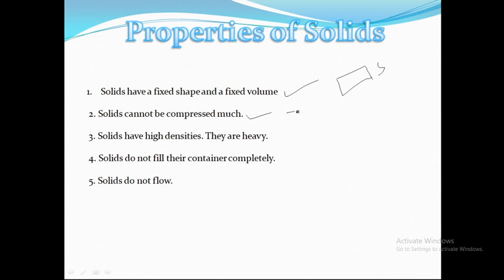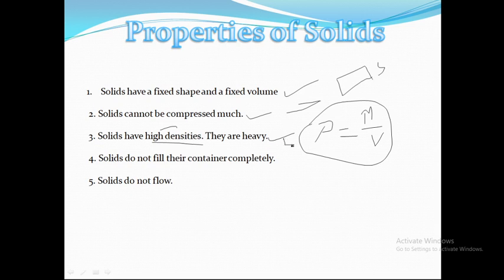That means you cannot make a solid shorter by applying pressure. It can break, but we cannot compress it much. Solids are very heavy because they have a very high density. And what is density? Density is generally represented by the symbol rho, and the formula of density is mass per volume. In today's class, we will discuss every point, so don't worry. We will discuss after some time why solids have very high density.